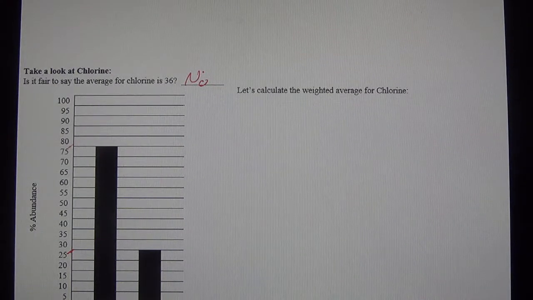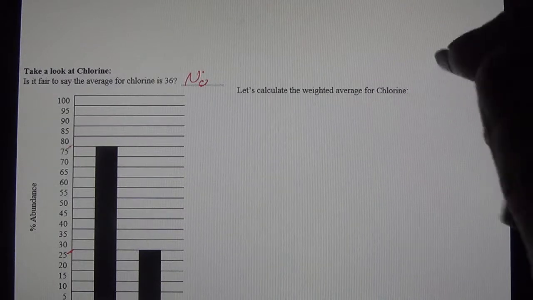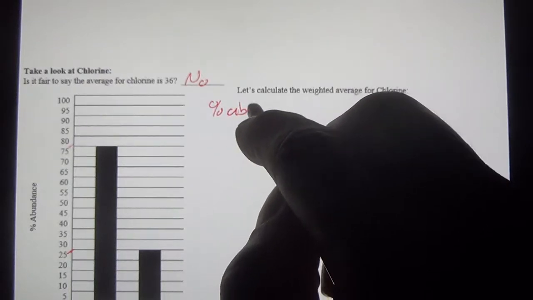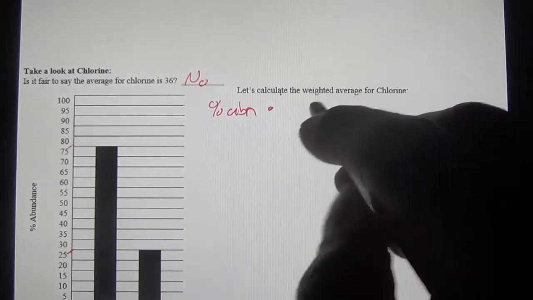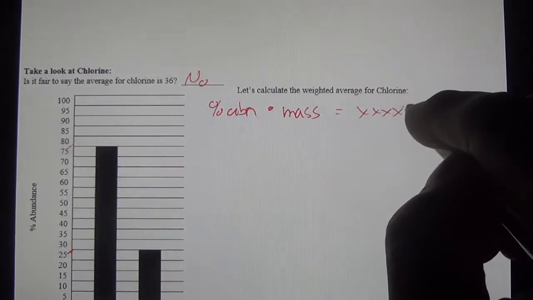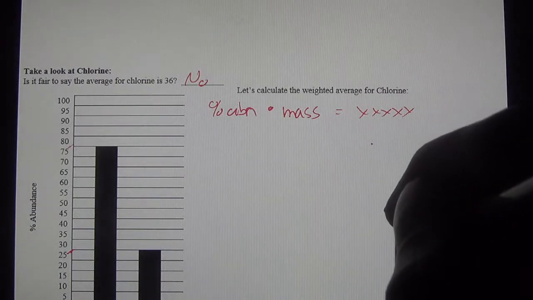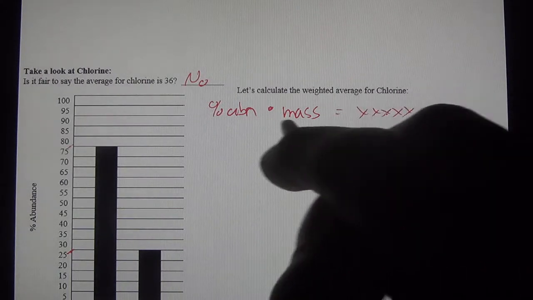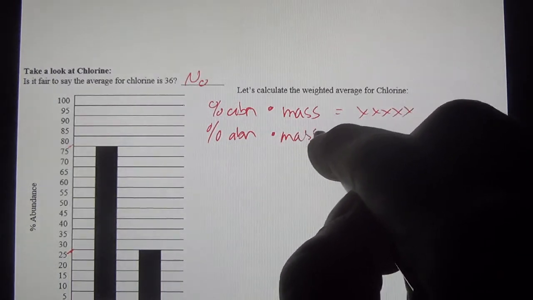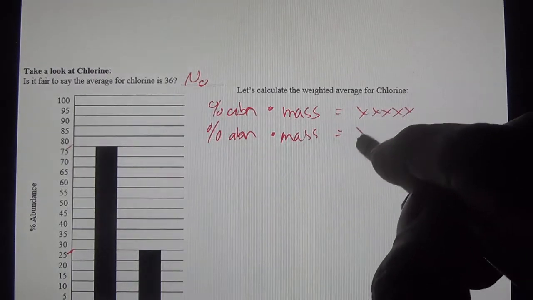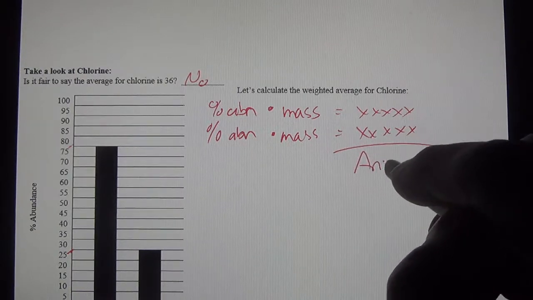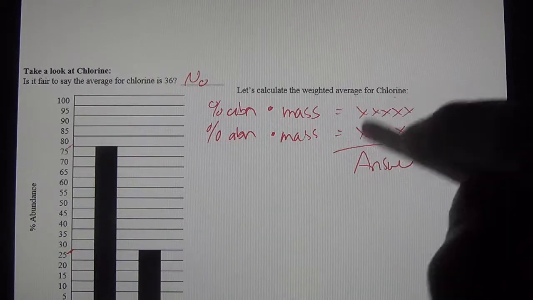So as we did before with the age, let's find a weighted average for chlorine. Again, this is percent abundance times the mass equals some number. We'll start rounding to the hundredths place. That's a good place to round to. And we do that as many times as we need for all the different masses. Since I have 2 bars, I'm going to do it twice. If I had 3 bars on my graph, I would do it 3 times. We're going to add up the answers, and that's our answer.